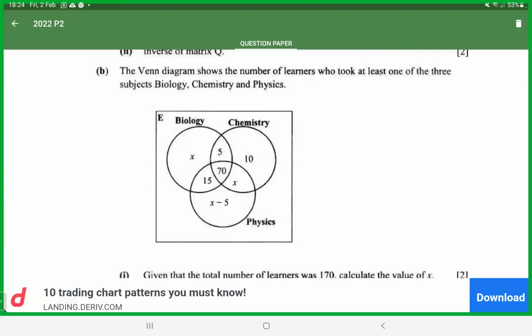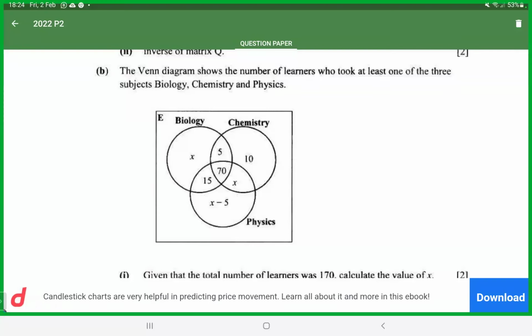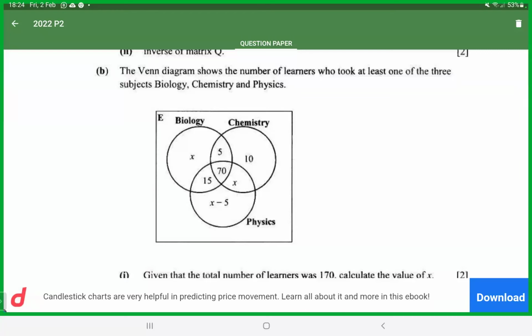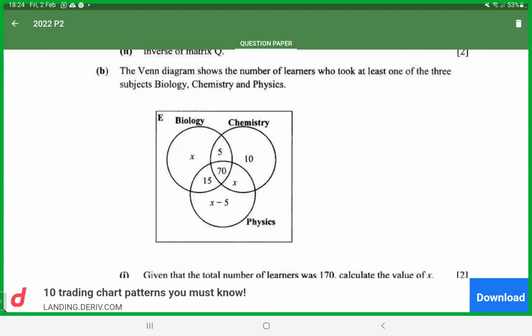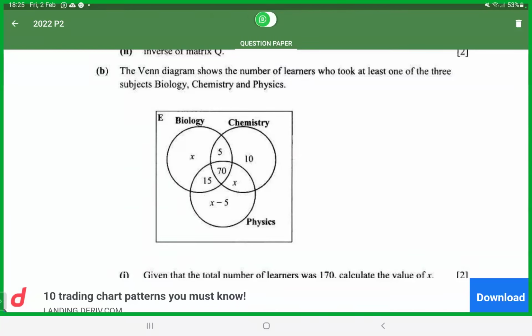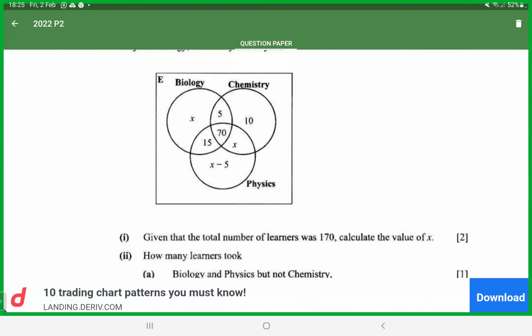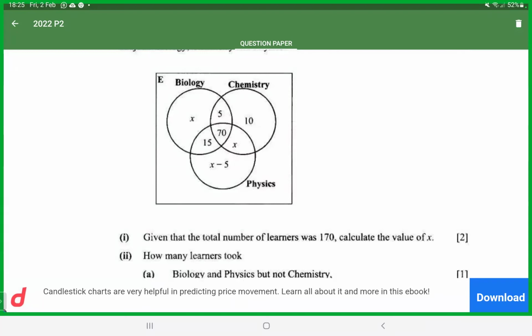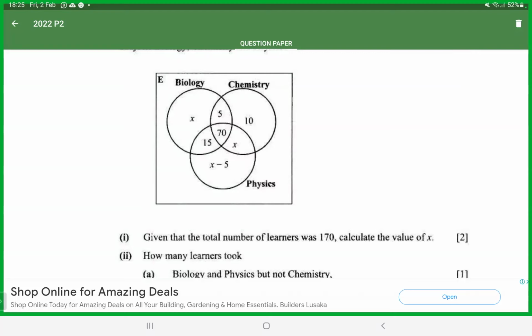So looking at this same question that we have, question paper 2022, paper 2, math, November, I asked Faith to read question number 2B. The Venn diagram shows the number of learners who took at least one of the three subjects: biology, chemistry, and physics. Given that the total number of learners was 170, calculate the value of X. Very good. Thank you for the powerful reading.